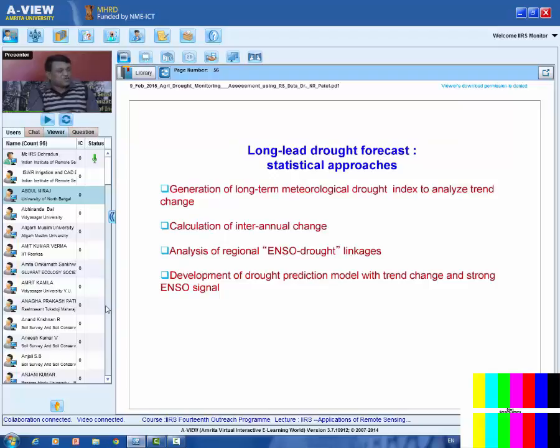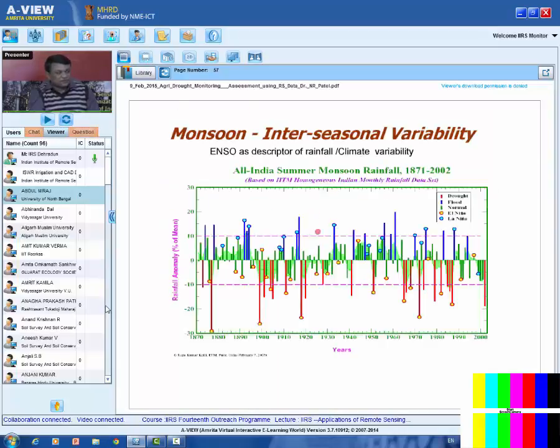So this is a long term drought linkage that can be developed, with calculation of interannual change and generation of long-term meteorological data. In India mainly, if you see the all-India summer rainfall situation, now there is a strong relation happening between the ENSO and the rainfall.